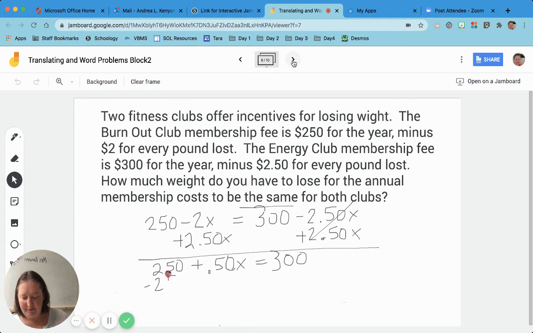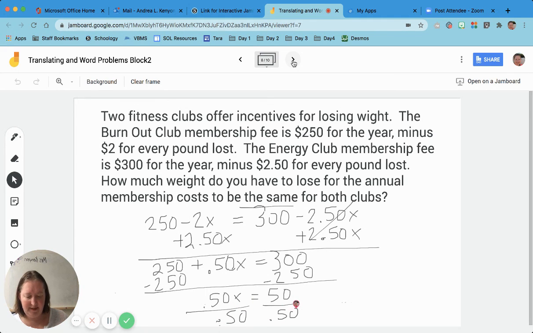Subtract 250 from both sides. And I've got 0.50x is equal to 50. Divide by 0.50, and I get the value of x is 100.